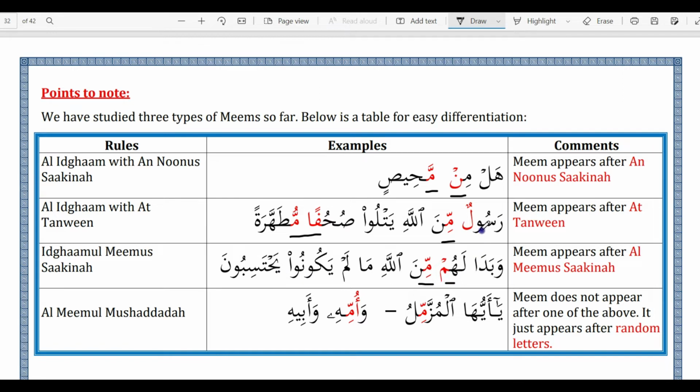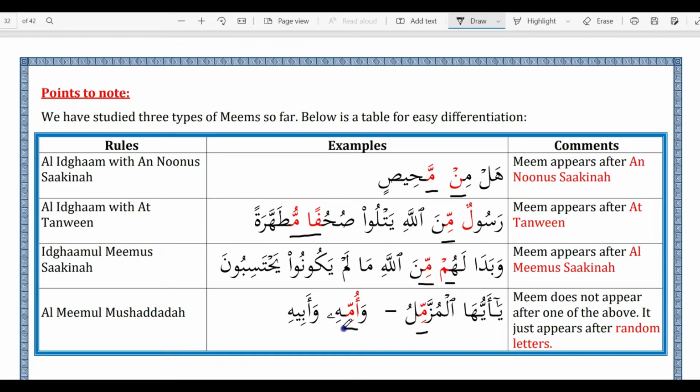Okay, so we have to be careful when we are looking for the examples. If someone asks us what examples are these here, we cannot say they are Meemul Mushaddada. If we know, how do we differentiate it? Now let's look at Meemul Mushaddada. Here's a Meem with a Shadda written above it.